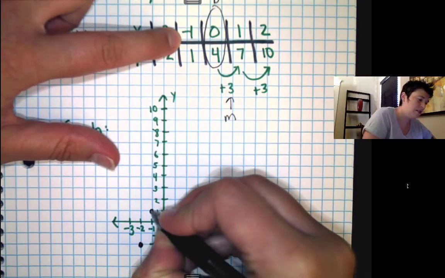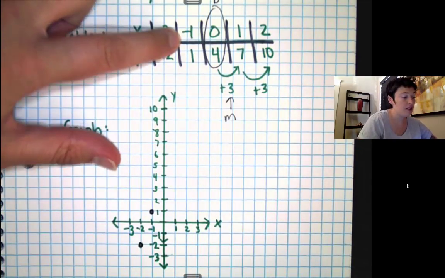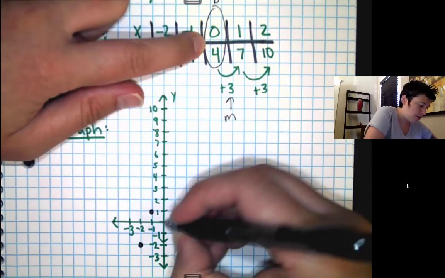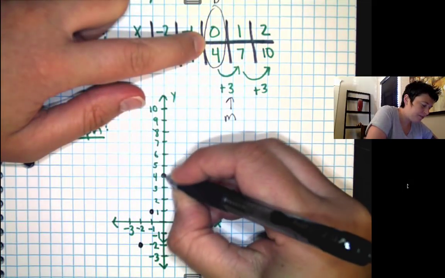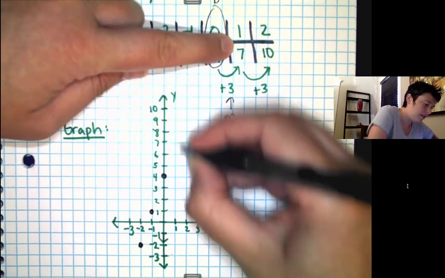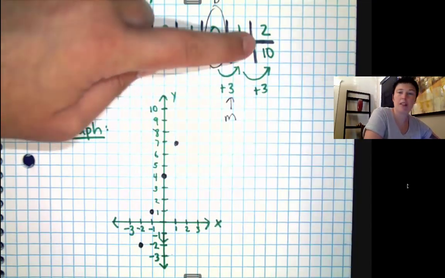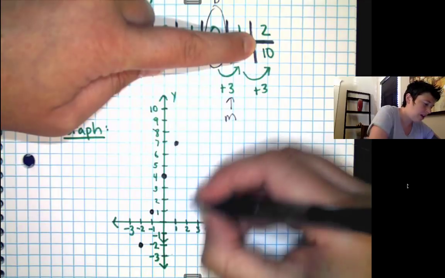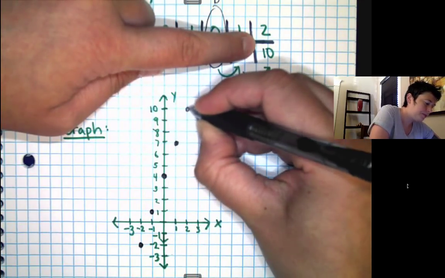There's my point. Then we're going to go to 0, 4. So 0, 4, which is right here. And then 1, 7. So 1 up to 7. And the last but not least is 2, 10. So 2 and 10 way up here.